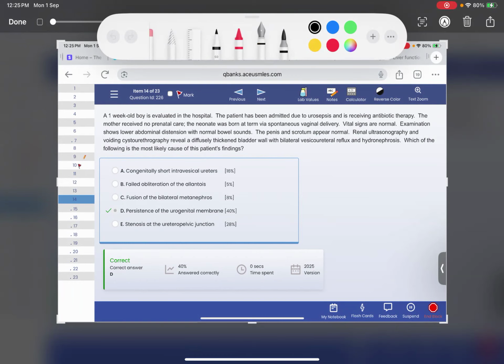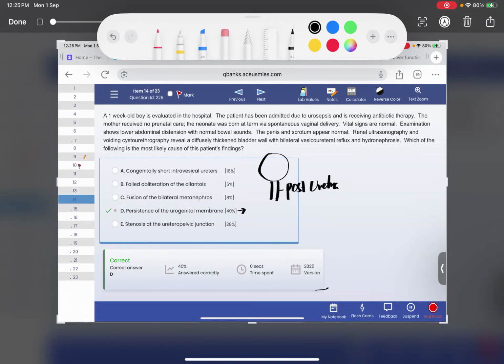Thank you, sir. So this membrane is present over, this is the bladder, this is the urethra, okay? It is present in the posterior urethra. What is it doing? It is blocking this area. Are you getting my point? Yes, sir.